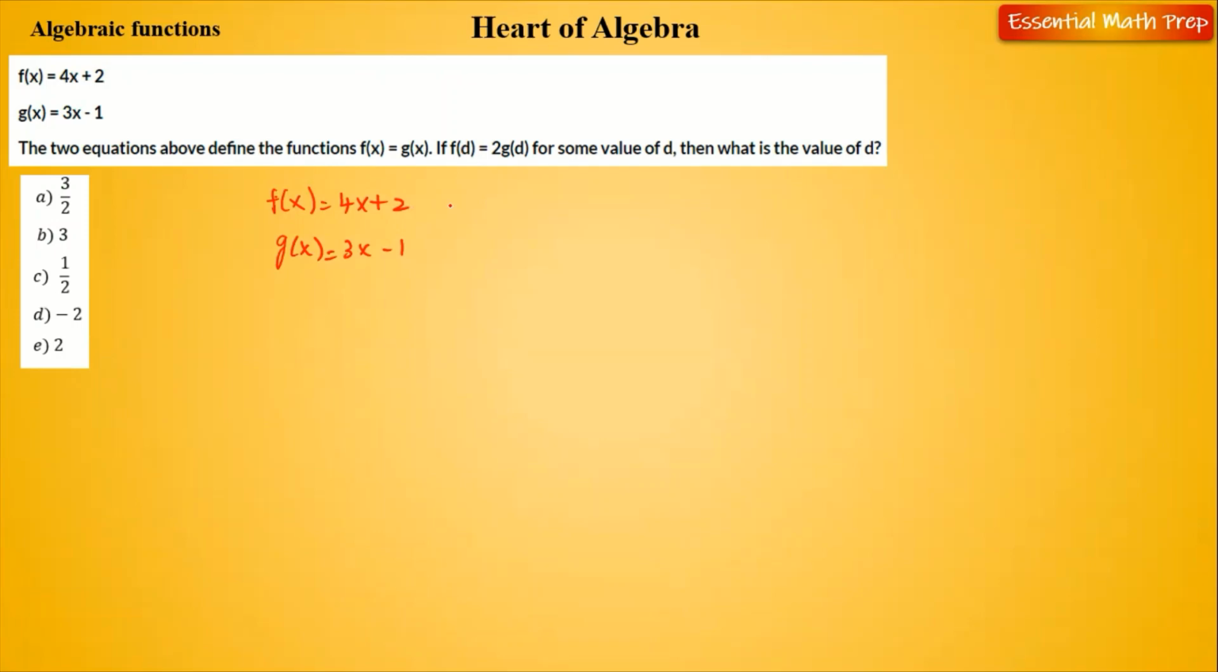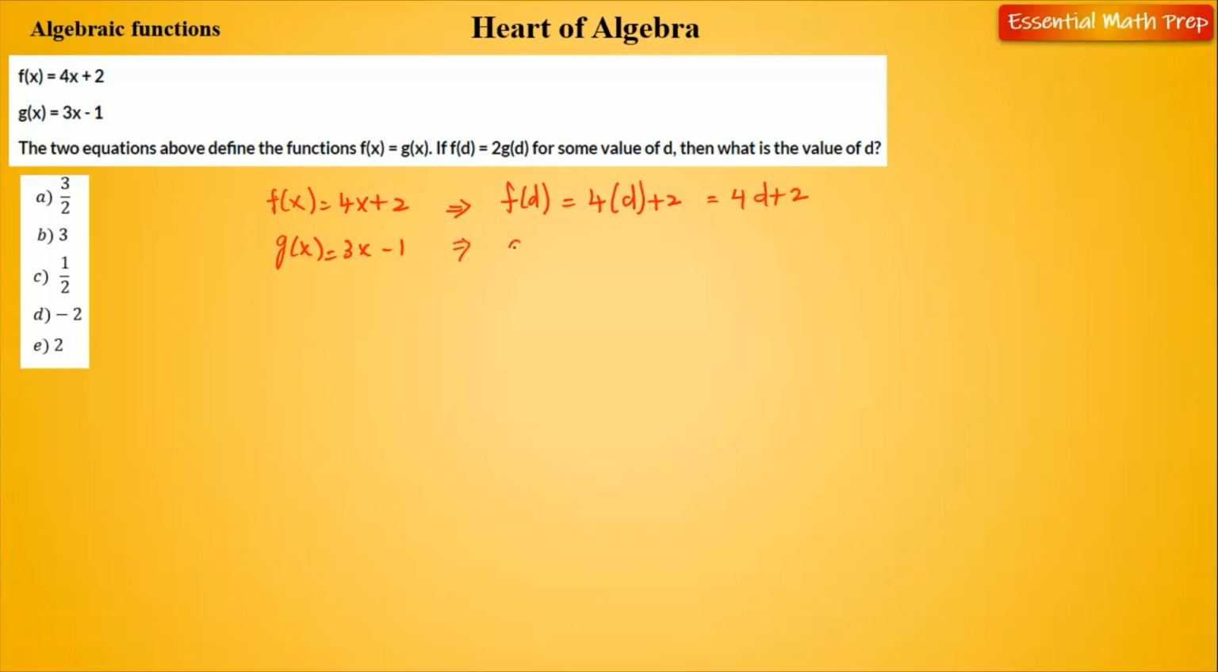All you have to simply do is substitute the value of x with d, which means f of d equals 4 times d plus 2. Remember, whenever you have a function and you have a variable x, and if the x takes on a specific value, then you substitute x with that value. And that's precisely what we did here. So f of d equals 4d plus 2.